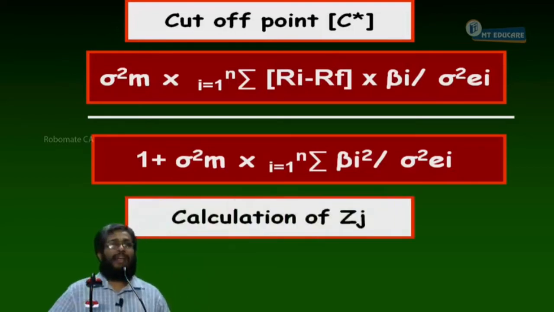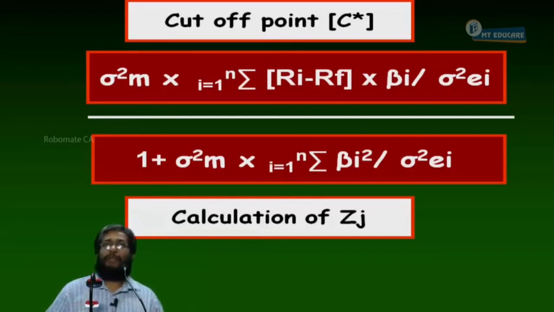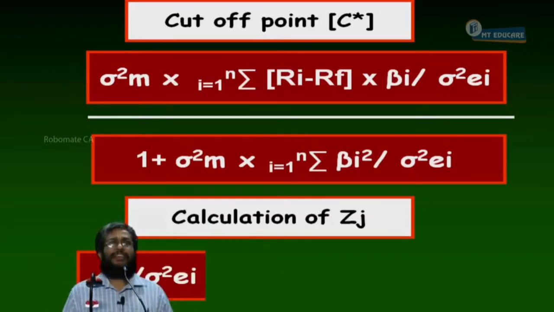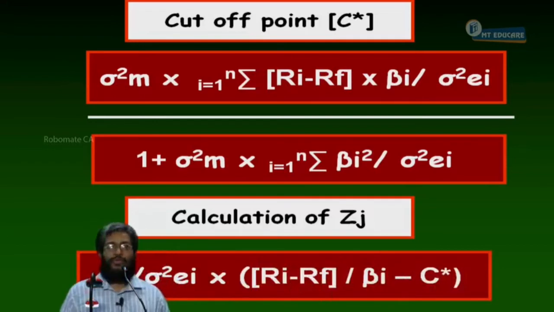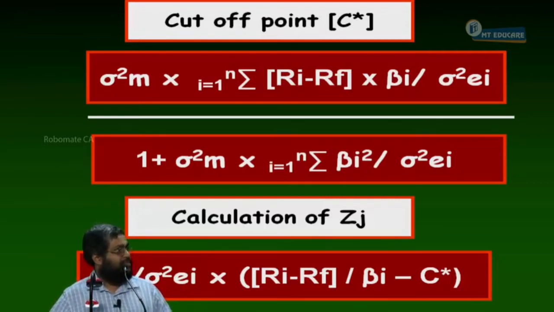Next. Calculation of ZJ. ZJ is equal to beta i divided by sigma squared Ei into (Ri minus Rf divided by beta i minus C star). What's happening here?